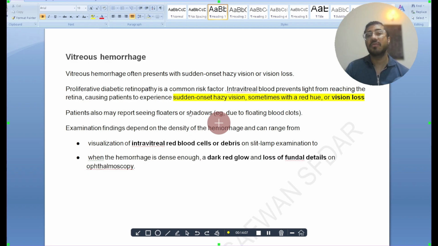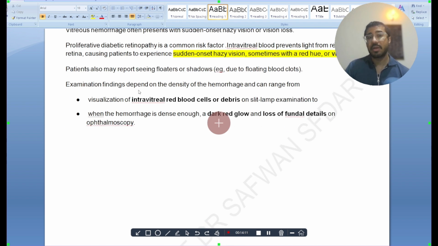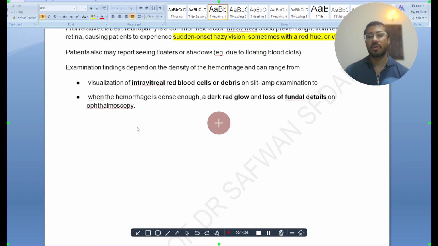The patient cannot visualize anything because of that. Patient may also report seeing floaters or shadows due to floating blood clots. I told you that. Examination findings depend on the density of the hemorrhage. Visualization of intravitreal red blood cells or debris on slit lamp exam. When the hemorrhage is dense enough, a dark red glow and loss of fundus details on ophthalmoscopy. It's a variable presentation depending on the amount of hemorrhage.